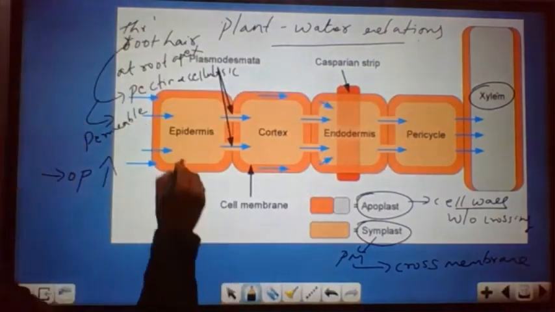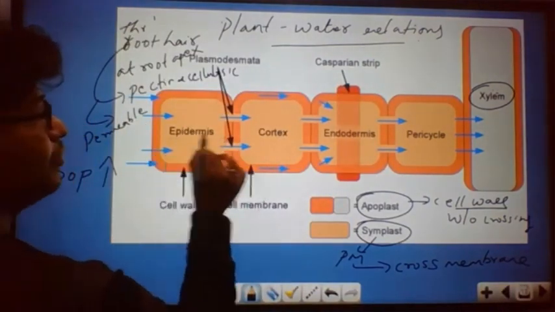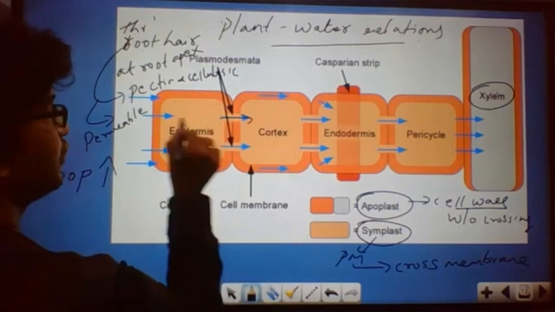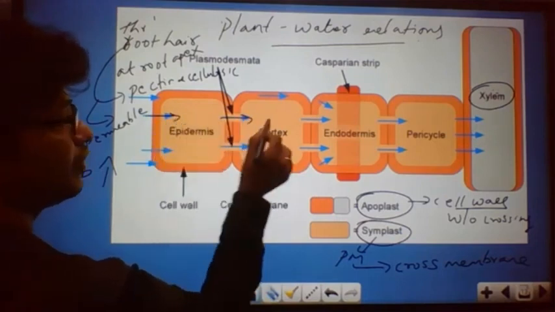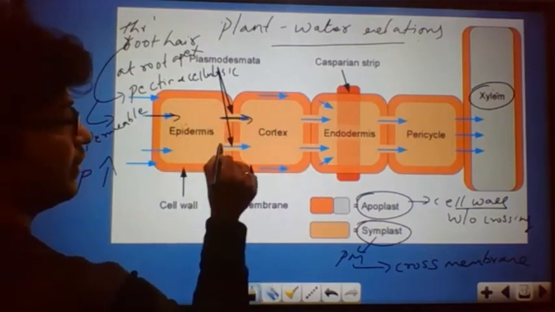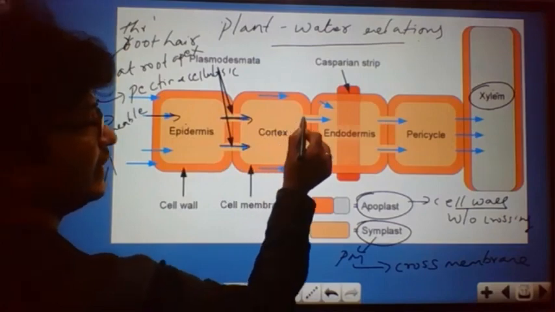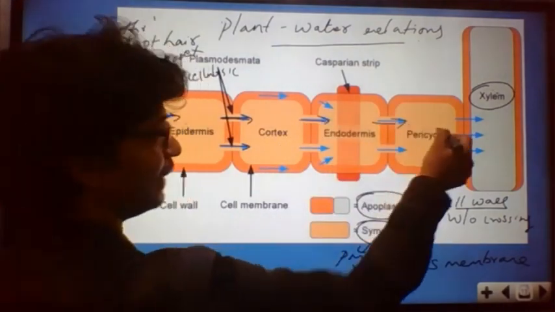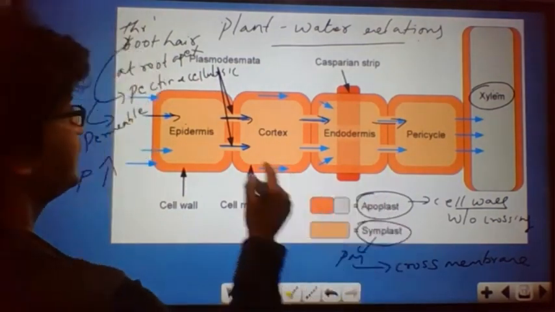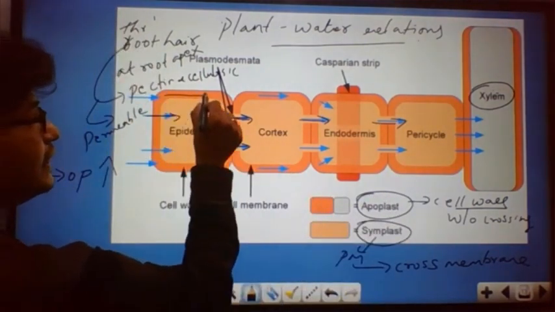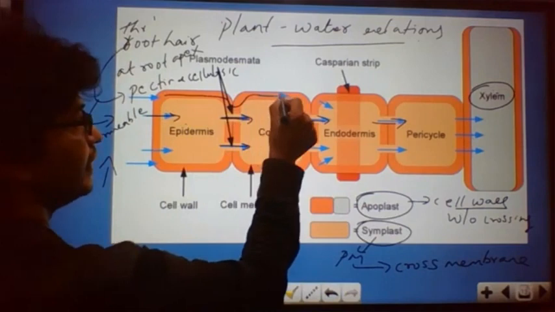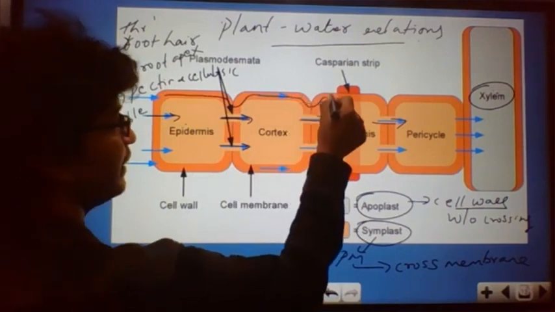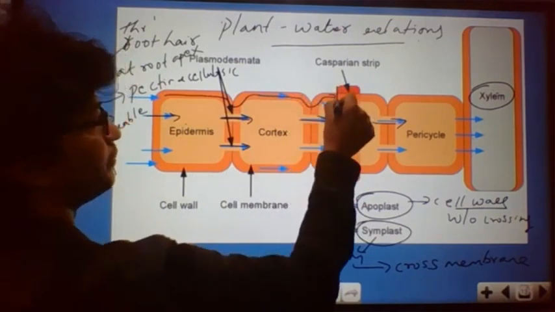As you see in this case, from the epidermis it is going to the cortex. These are the simplest I'm talking about. So coming to the epidermis, it's crossing the membrane, crossing the membrane, crossing the membrane, going to the cortex, then to the endodermis, and then to the pericycle. But this is not the case for the apoplast, where it is coming through the cell wall, not crossing the membrane, and somewhere it has to be stopped, right?